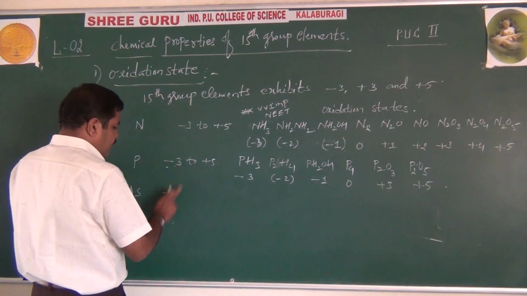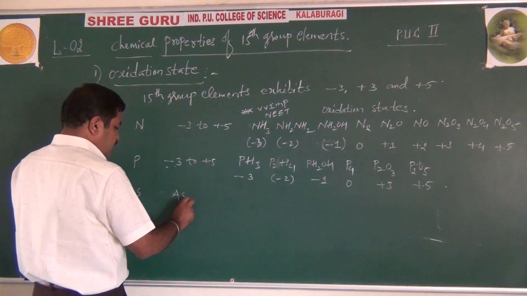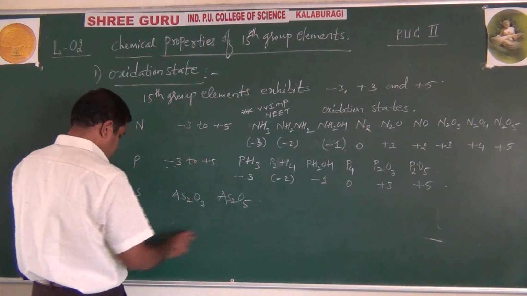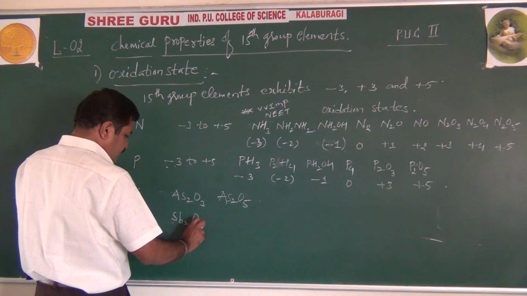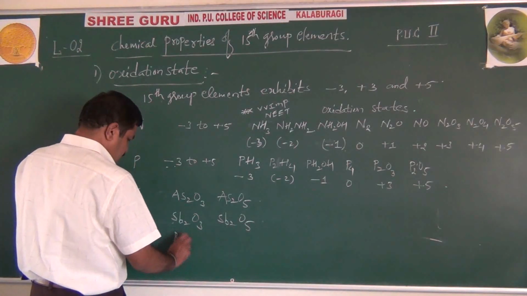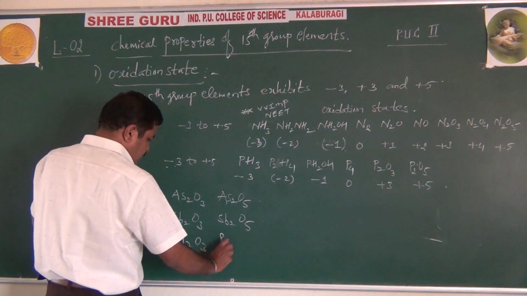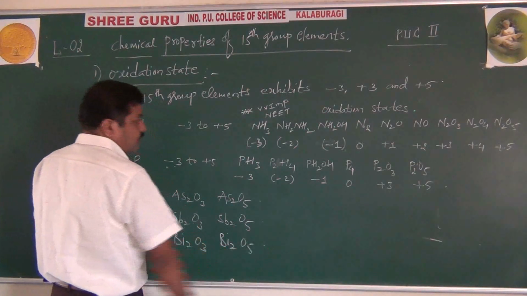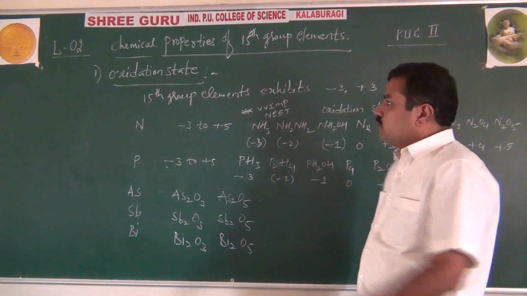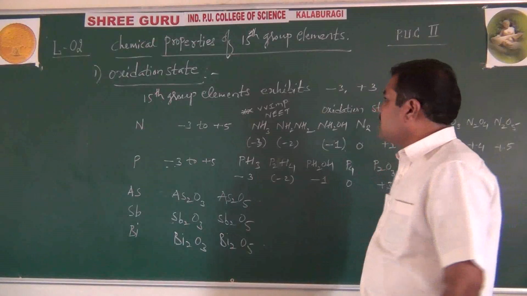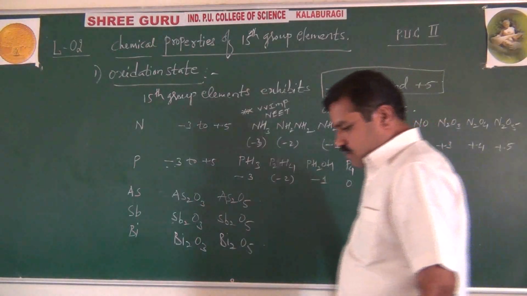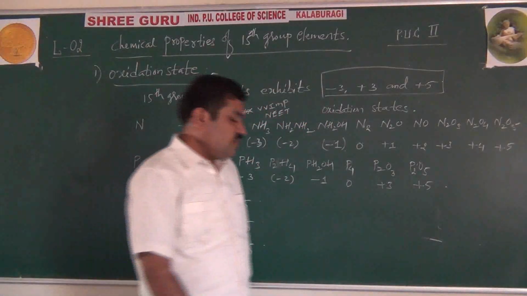See here, arsenic as As2O3 is +3 and As2O5 is +5. Antimony also the same, Sb2O3 and Sb2O5. Even bismuth, Bi2O3 and Bi2O5. Okay, this is in detail. The first physical property is called oxidation state. That means generally these elements exhibit oxidation states from -3 to +3 to +5.